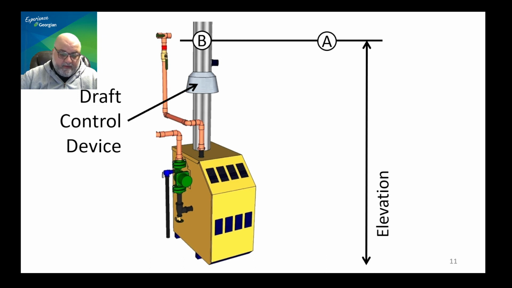Now, in the previous conversations, we have said that B, being inside the vent, has a higher temperature and therefore lower pressure, right?